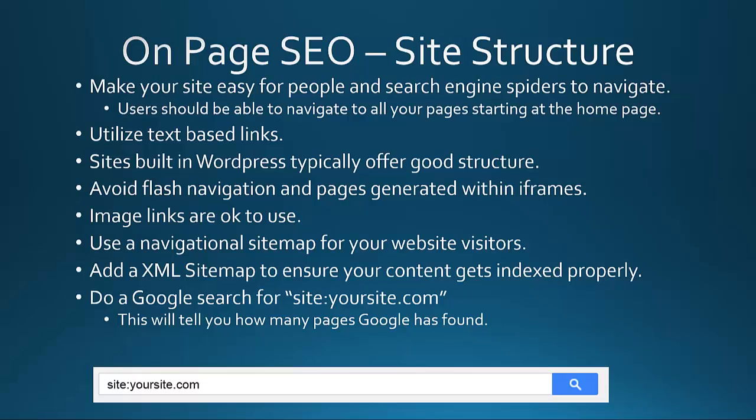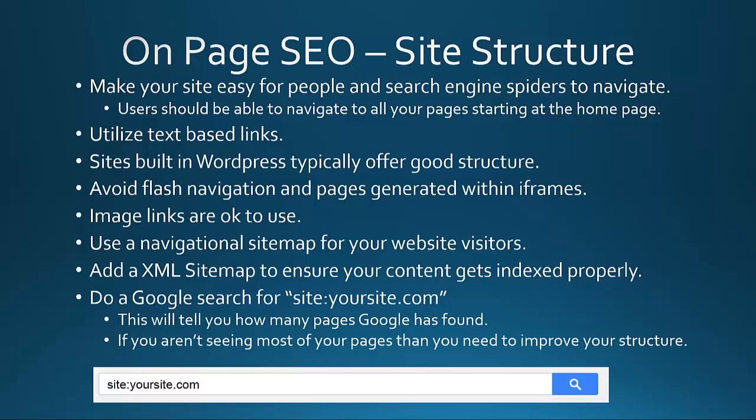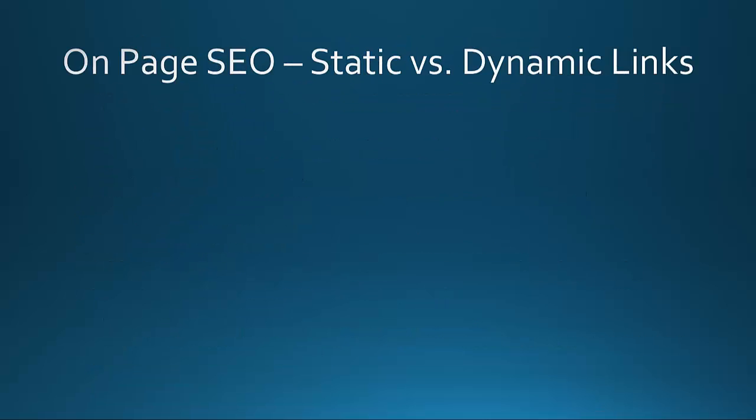That would tell you right there that, hey, I need to fix up how my site is being seen by the search engines. I need to fix my site structure. I need to improve upon that. And so there's a site search you could do, site:"yoursite.com". Again, if you aren't seeing most of your pages, then you need to improve your site structure. Static versus dynamic links. A static URL is one that does not change. It does not have URL parameters typically tied in with it, meaning it's more of a solid link.